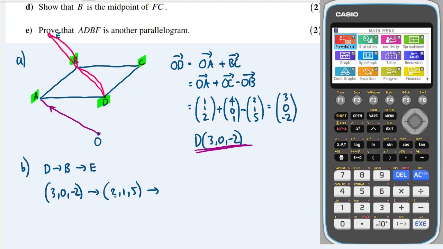So 3 to 2 in the x, so that goes down by 1, so it's going to go down by 1 to get to E. 0 to 1, that goes up by 1, so 1 up by 1 is 2. And minus 2 to 5, it adds 7, so add 7 is 12. And this is our coordinate for E.